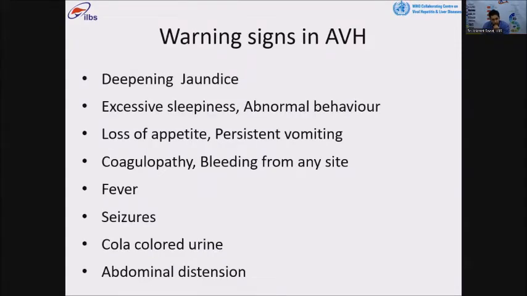When do we worry? I've told you that the majority of them would improve on their own. But when you see these signs, then you start worrying. The patient has developed features of encephalopathy. He's become lethargic, there's increased sleepiness. There is persistent vomiting. There is some bleeding on the side. He started developing fever, altered sensorium or seizures. There is cola-colored urine, there is significant hemolysis going on. There is anasarca or abdominal distension starts happening. Then you start worrying that we may be dealing with some other complication, and you need to refer these cases at the earliest.